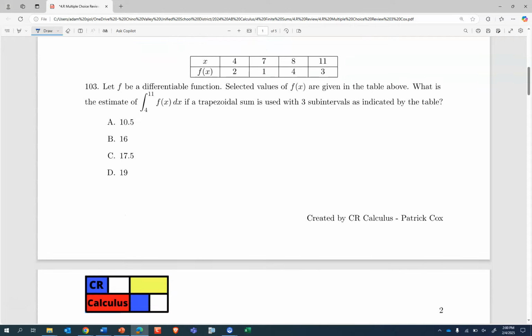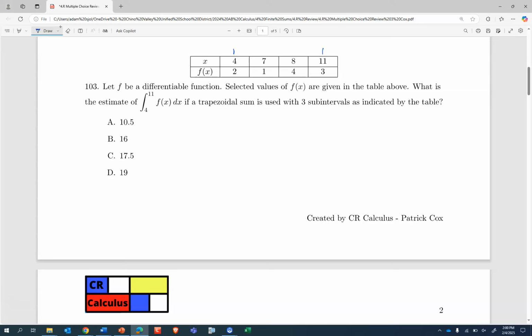Okay. 103, let f be a differentiable function. Selected values of f are given in the table above. What is the estimate of the definite integral from 4 to 11? And I'm just checking that this is indeed 4 to 11. Okay. Using a trapezoidal sum with 3 subintervals indicated by the table?